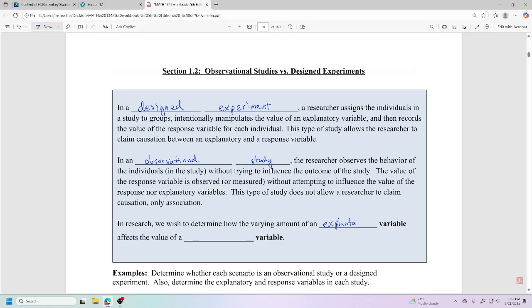Explanatory. Uh-oh, hopefully my handwriting is not too bad. And then this is response. Okay, there's the fill in the blanks.